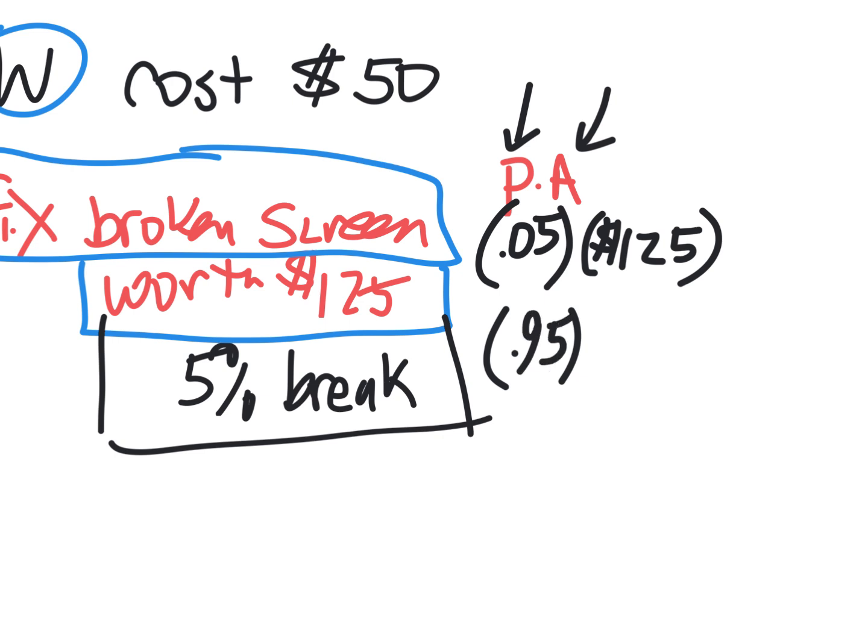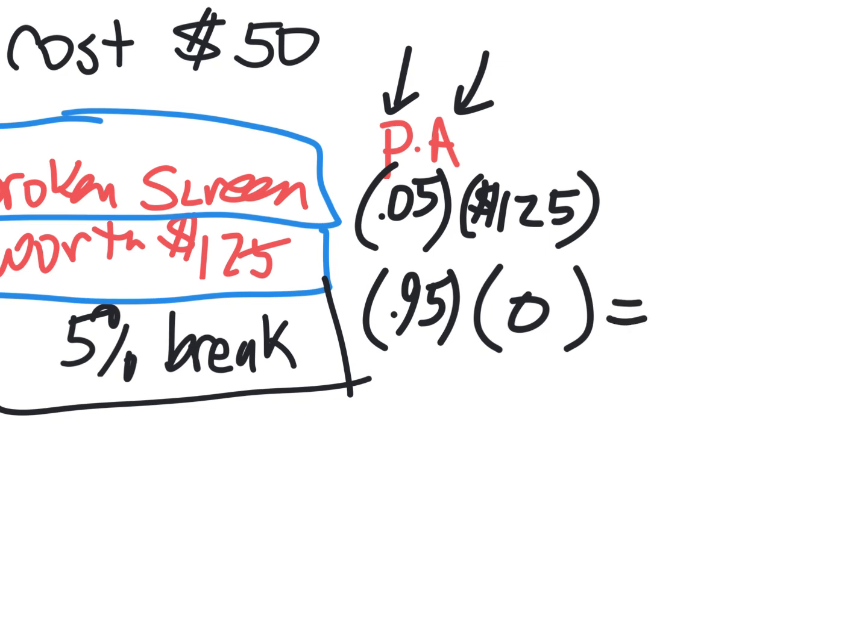95% chance that it does what? It does not break, okay? And then how much do you get if that happens? Do they give you anything if you say, hey, my screen didn't break? Well, you get nothing. And the nice part about that is, see, if we're not including the 50 until later, you just multiply by 0, which is 0. Yay.